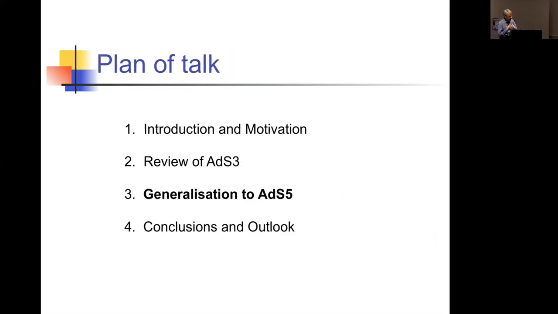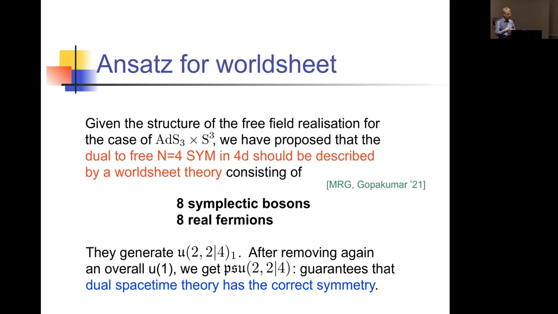And now what we want to do, and I'll be more speculative in the following, is generalize it to AdS5. I'll explain to you how we believe we can generalize this, and then I'll explain what evidence we have that this is the correct thing to do. So our bold proposal is that what you should do in order to describe the worldsheet theory describing free super Yang-Mills is simply replace the 4 symplectic bosons by 8 and the 4 real fermions by 8 real fermions. And as I'll explain on the following slide, they generate u(2,2|4) at level 1. And then if you divide out by an overall U(1), you'll get psu(2,2|4) at level 1. And as I mentioned before, that will guarantee that the space-time spectrum will have the correct global symmetry.